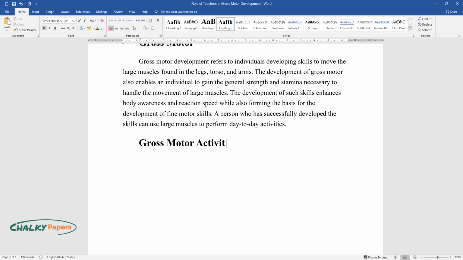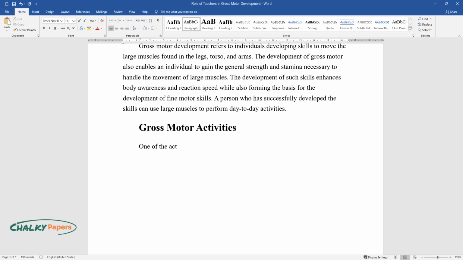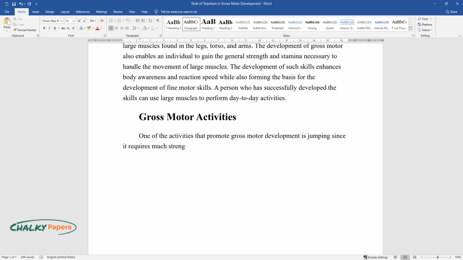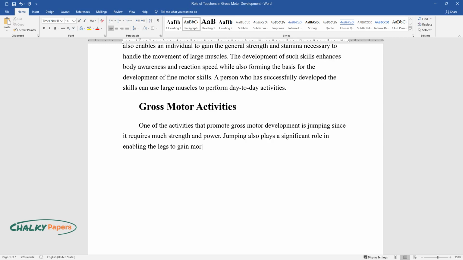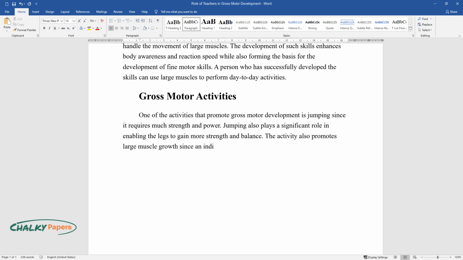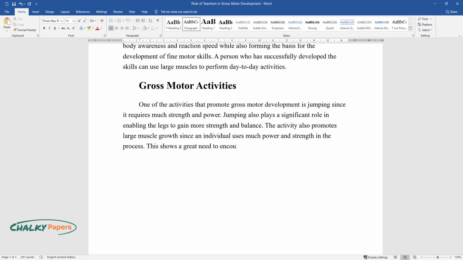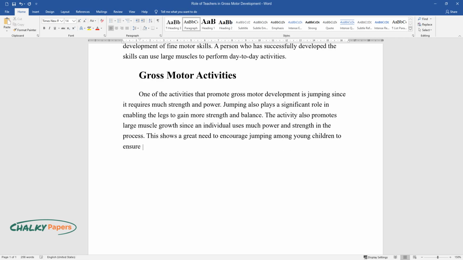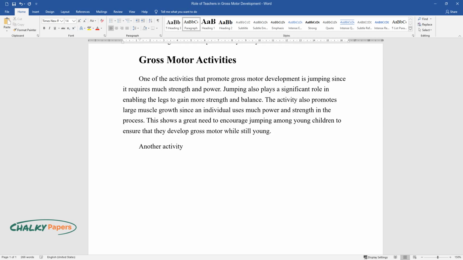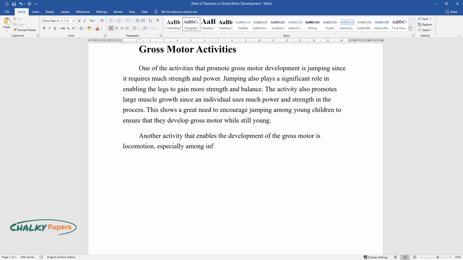Gross motor activities. One of the activities that promote gross motor development is jumping, since it requires much strength and power. Jumping also plays a significant role in enabling the legs to gain more strength and balance. The activity also promotes large muscle growth, since an individual uses much power and strength in the process. This shows a great need to encourage jumping among young children to ensure that they develop gross motor while still young. Another activity that enables the development of the gross motor is locomotion, especially among infants.